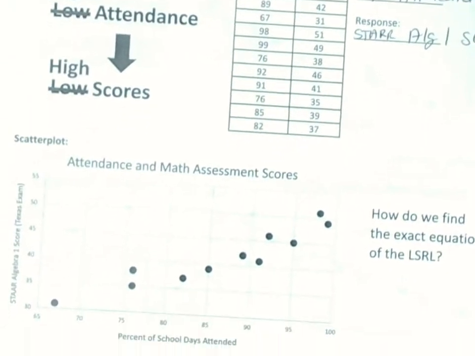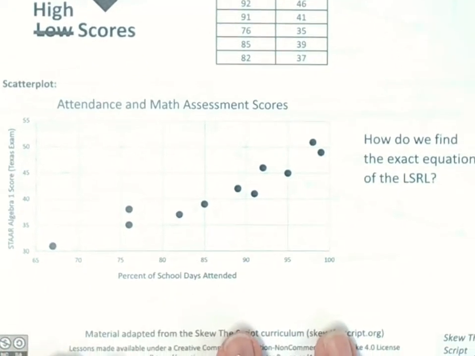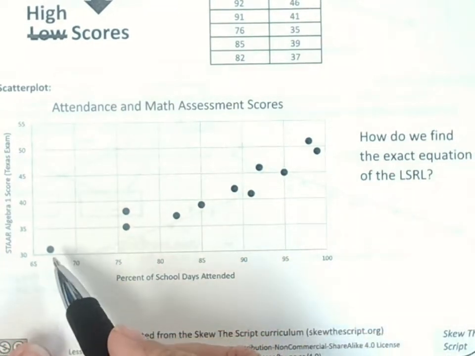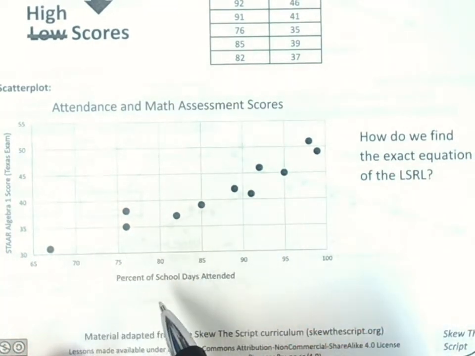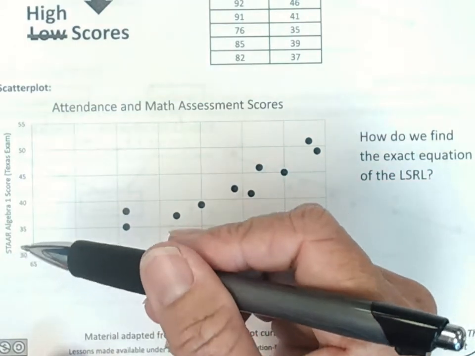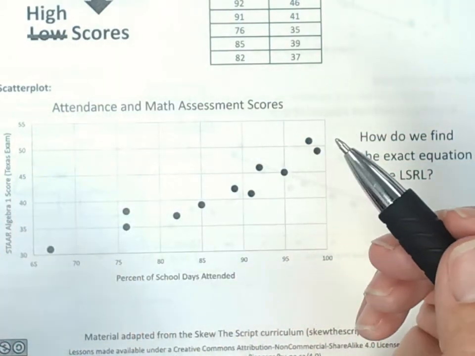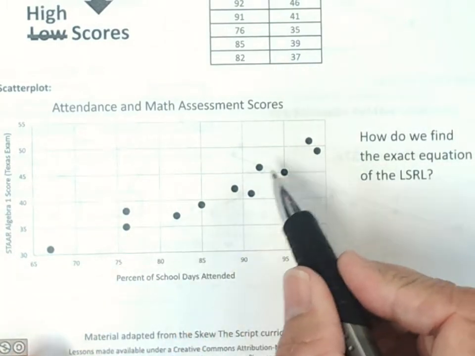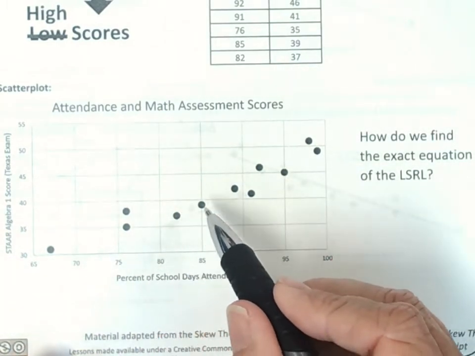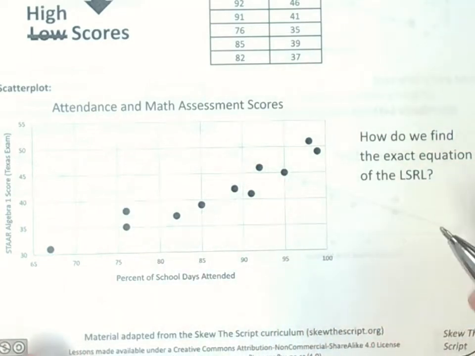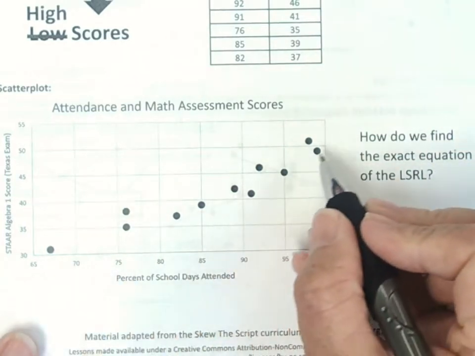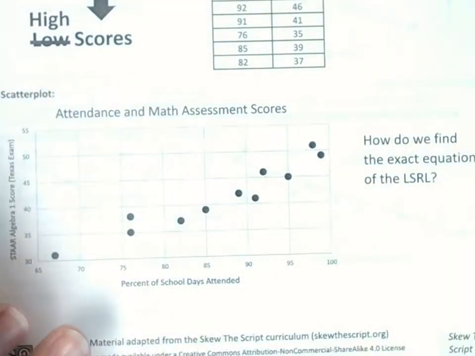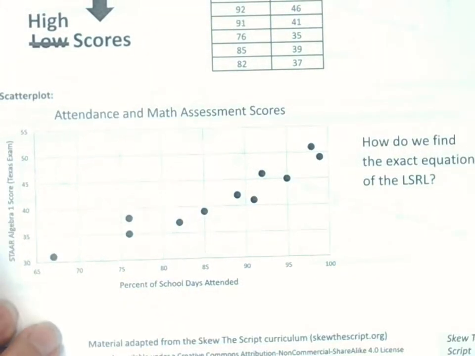And here's what the data looks like if we were to plot it. If we were just looking at that, we might say that the percent of school days attended versus the STAR Algebra 1 raw score appears to be linear, positive, and I would say moderately strong. But how do we find the actual line that goes through here? So that's what we're going to be talking about. Let's flip this over and take a look.